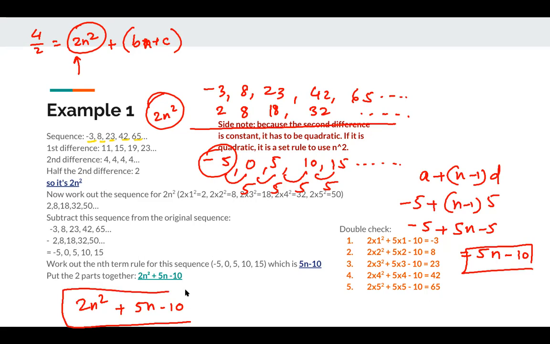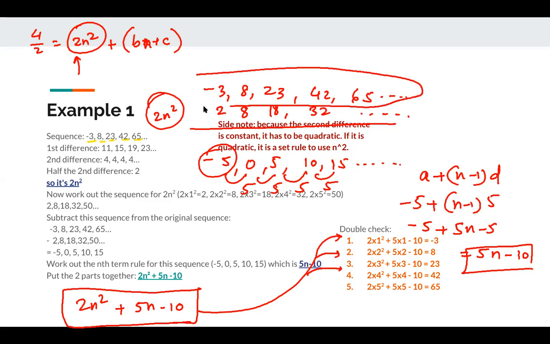So this is the nth term formula for this, which can be verified easily, simply by plugging in n values 1, 2, 3, and so on. And you notice that this is giving the exact same terms of the sequence. So this formula works. Now let's take another example.